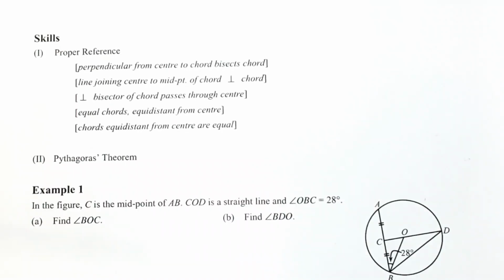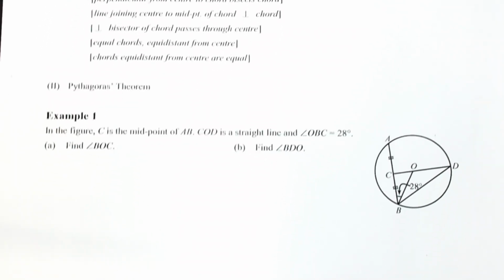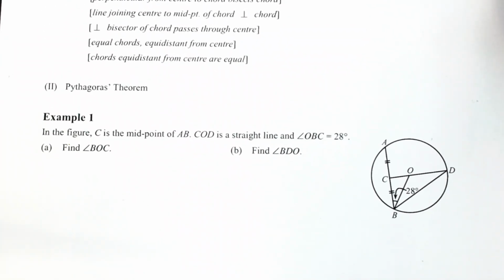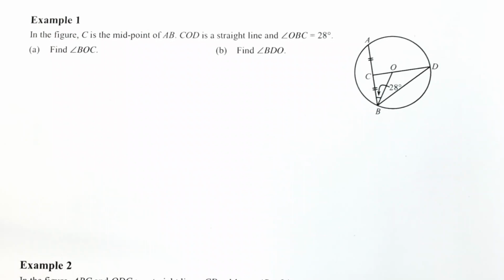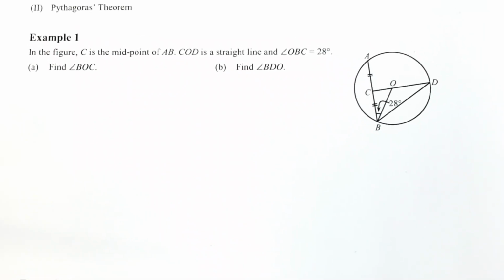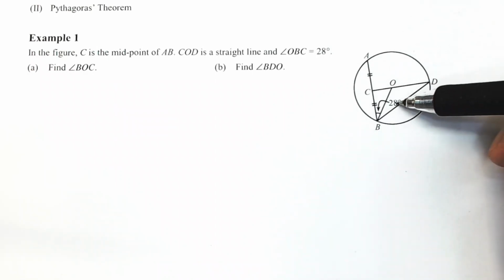Now, let's start with the first example. Example 1. You have a circle and the chord AB, O is the center, and COD is a straight line, and C is the midpoint of A and B. Angle OBC is 28 degrees. Part A, you are finding angle BOC. Angle BOC can be found by 28 degrees.